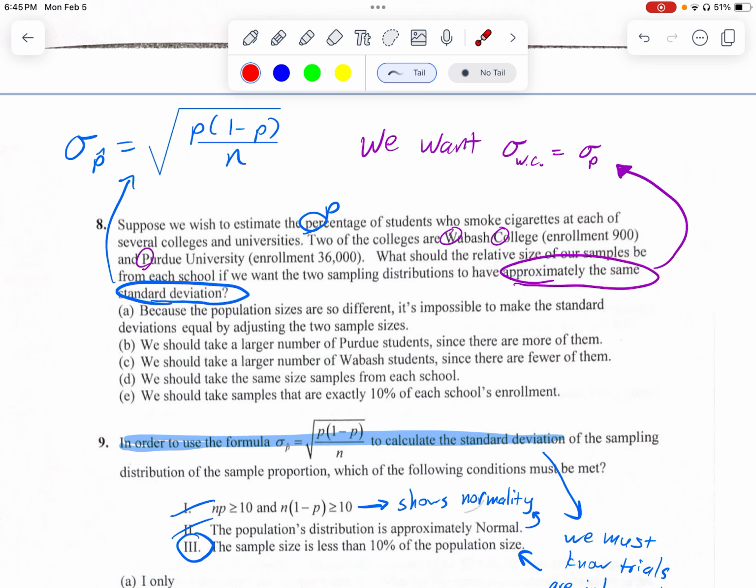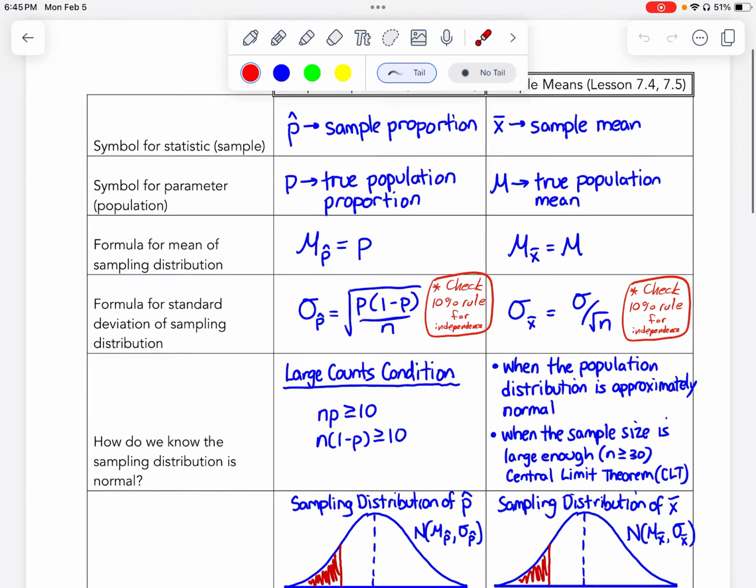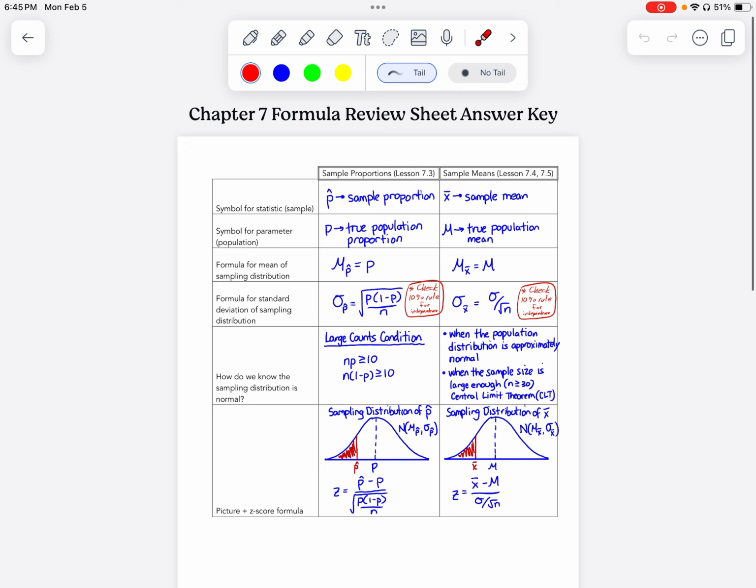Okay, so we're going to take samples from both schools, and this is what we want. This is the standard deviation of Wabash College and the standard deviation of Purdue. We want them to be equal. It's a percentage. So looking at your cheat sheet, we are on this side. It's a P right here, right? And they're focusing on standard deviation, okay?